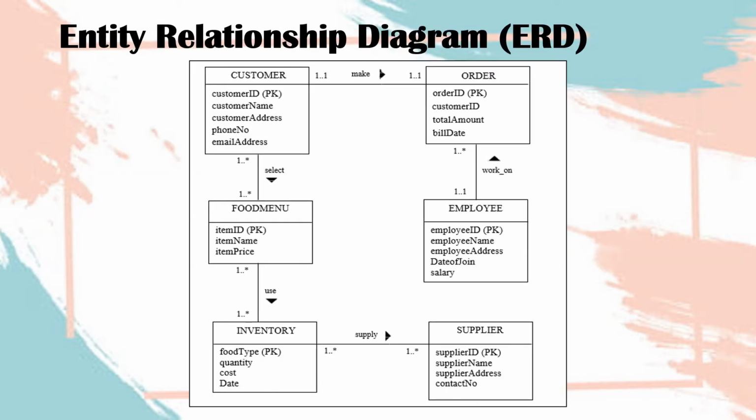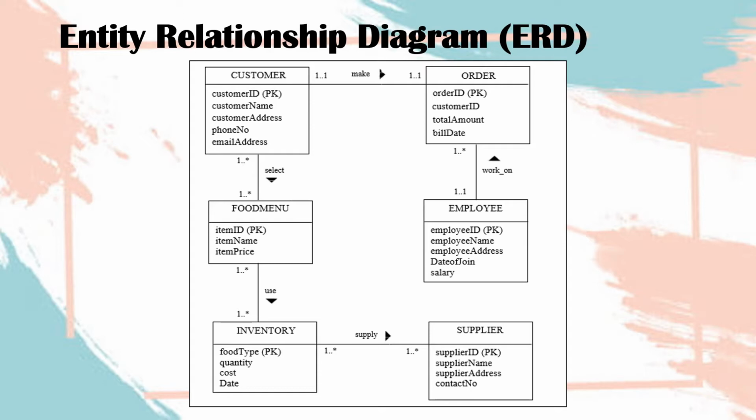Next is about the ER diagram. In this catering management system, customers have ID number, name, address, phone number, and email for ordering the food. A customer can select more than one food and can only make one order each time. Besides that, the system should also allow an employee to work on an order based on order ID, customer ID, total amount, and the date of bill.